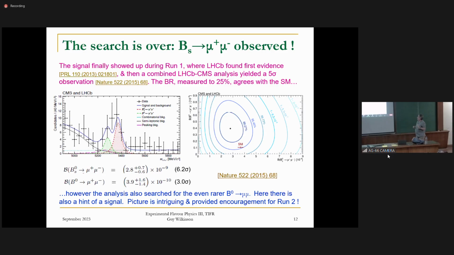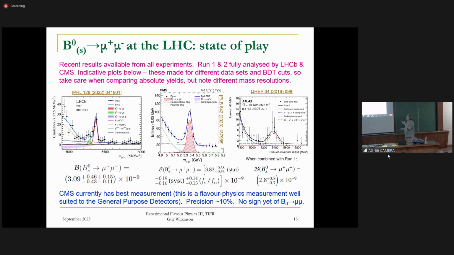Since then, having observed something, you want to measure things as well as you can. Here, it's very important to measure things as well as you can, because the actual theoretical prediction is actually very, very clean indeed. And this is the current state of play. So this is analyzing essentially all of the run 1 and run 2 data, though not quite in ATLAS's case. And here you see these peaks are now very, very clear indeed, certainly for LHCb and CMS.